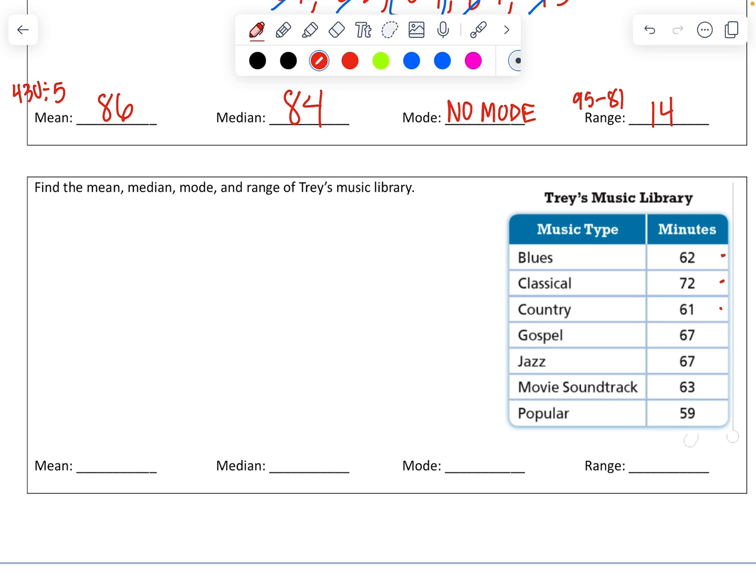Okay? So I'm going to start with any numbers that are in the 50s. And I can see that popular, which is weird. I don't know what that even means for music. But, okay, 59. Then we have 61 and 62. And we have 63 and 67. And I have another 67 and a 72.